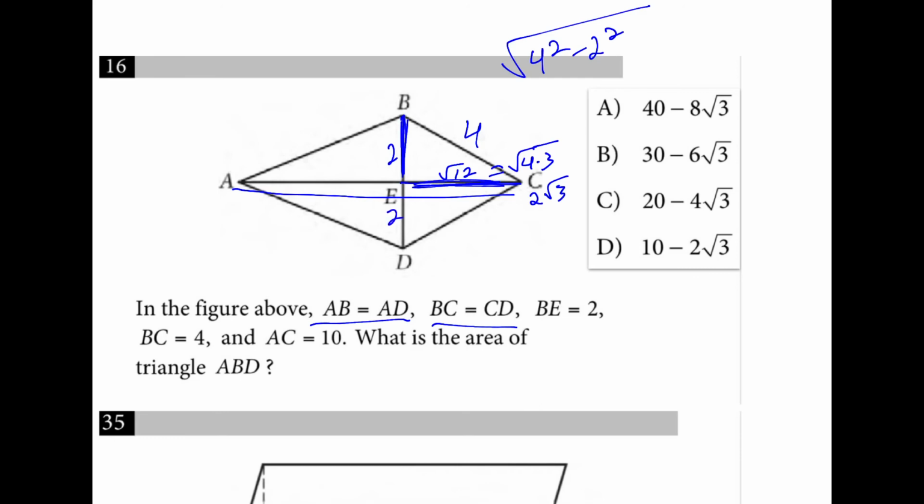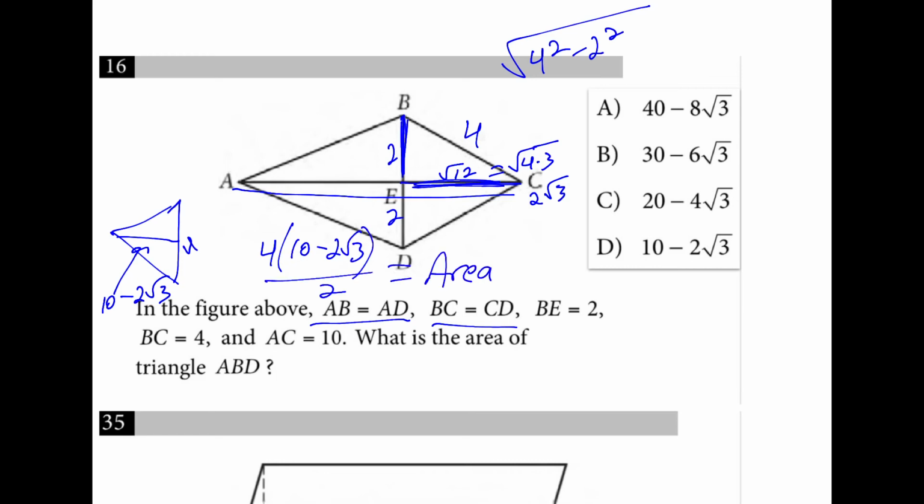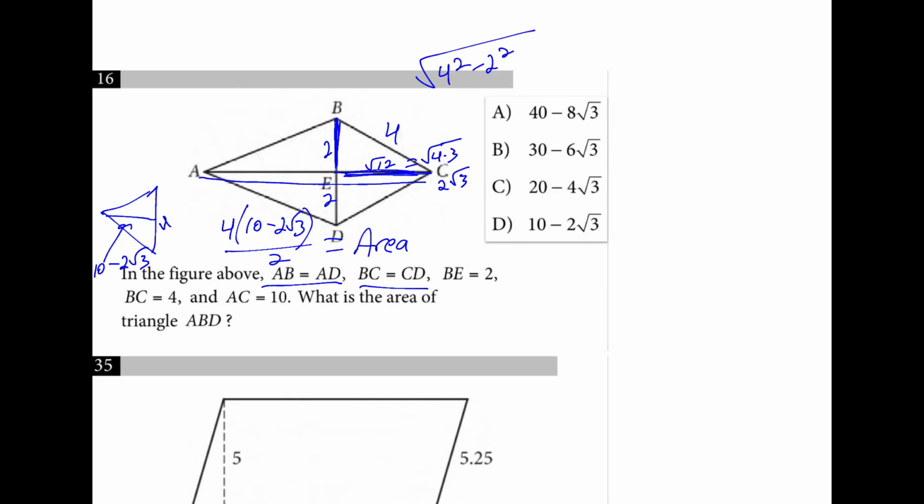So we're starting to figure this out. If this is our triangle ABD over here, the base is 4, and the height is going to be whatever 10 minus 2 root 3 is. So I have 4 times 10 minus 2 root 3 all over 2 is equal to the area. So 4 over 2, this is just going to double that, and it's 20 minus 4 root 3. So it's C. 4 over 2 simplified to 2, distribute, 2 times 10, 2 times 2.